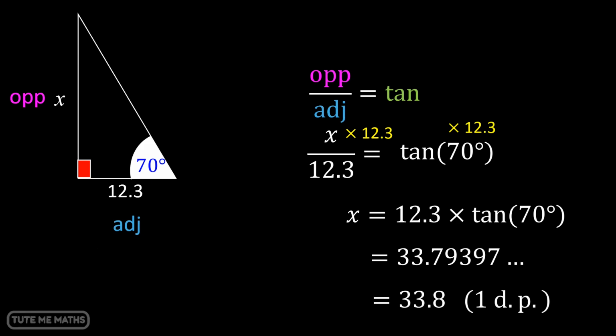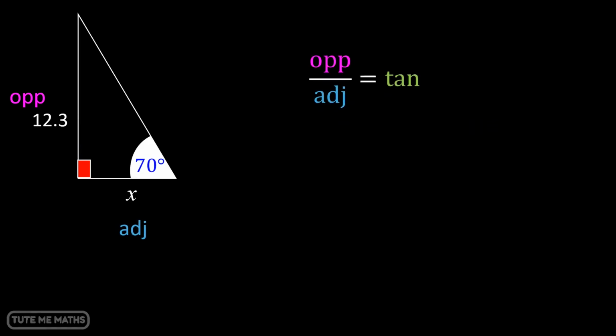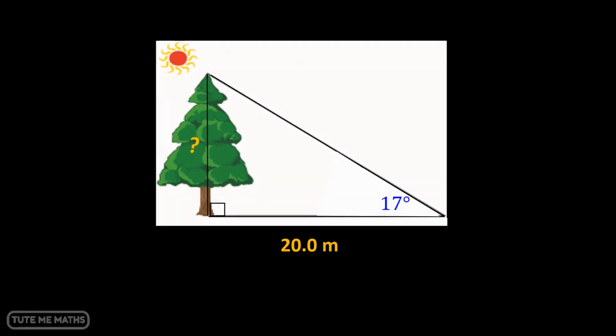33.8. At the end of this video, I'm going to show you what happens if the x, the unknown side, is actually on the bottom of the ratio fraction. And it will highlight why this method is so important. First, let's apply our new skill to solve a simple problem.